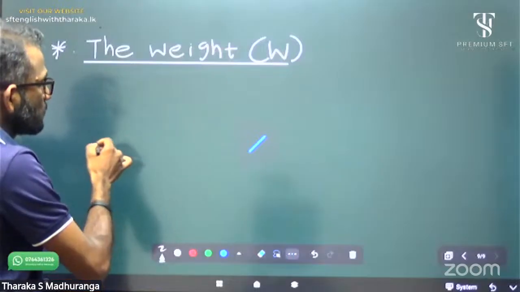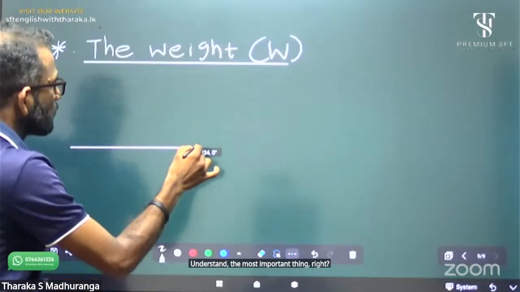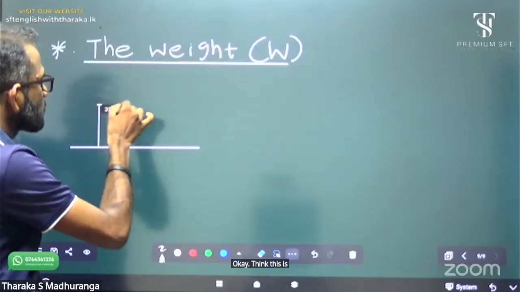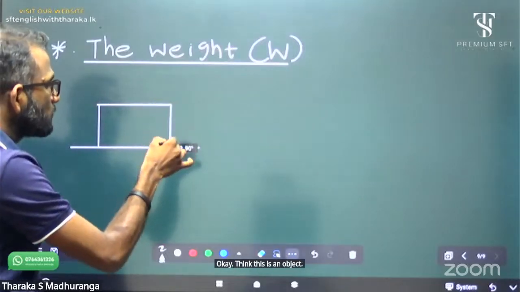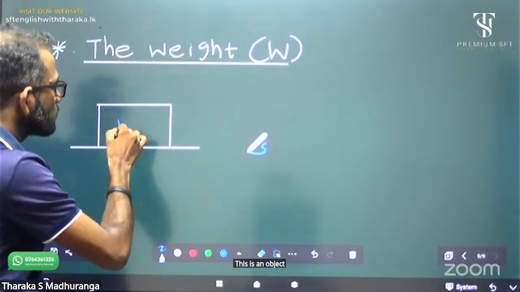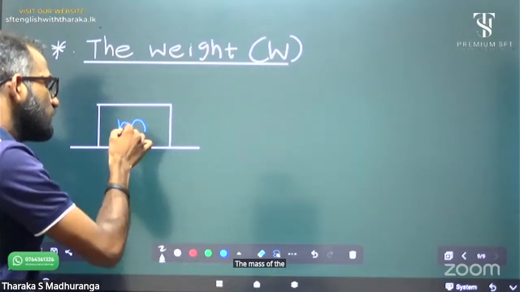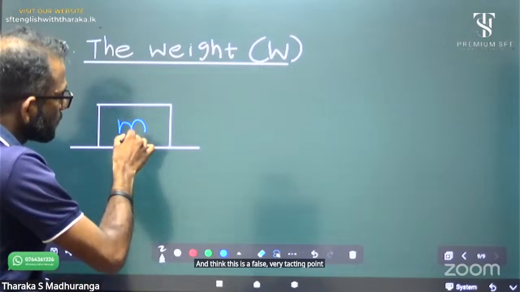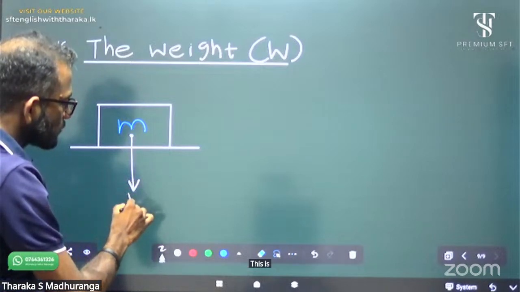Understand the most important thing, right? Okay, think this is an object with mass m. The mass of the object is m. And think this is the force, the weight acting point. This is the weight of the object.